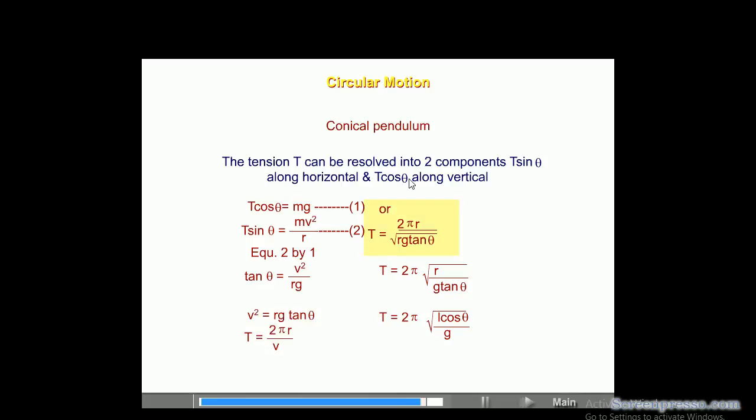or T is equal to 2πr divided by the square root of rg tan θ. T is equal to 2π square root of r/(g tan θ). T is equal to 2π square root of L cos θ/g.